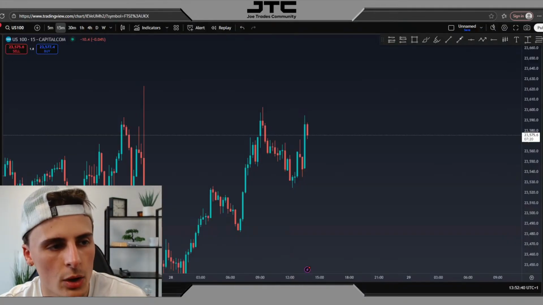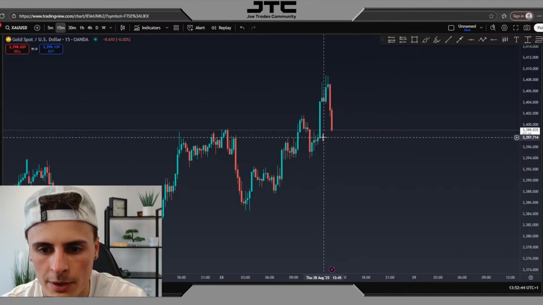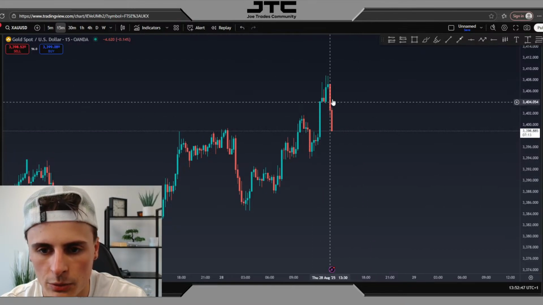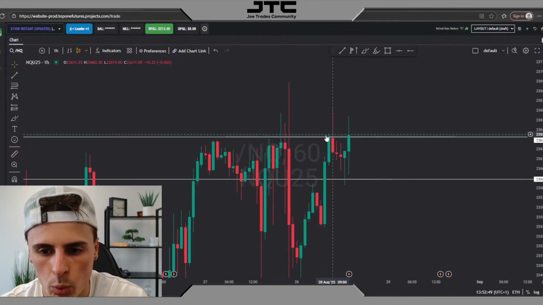How's gold looking? Yeah, gold's looking good. I just need that sort of range to form now, mate. So I need that range to form, and then I can look for trades above and below. I'm waiting for this Nasdaq breakout closure above here.